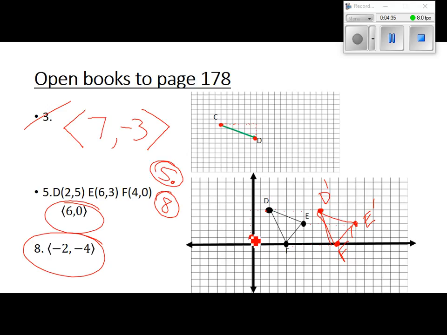Now, since I put it on the same graph, what am I going to label that point? Can I label it D? Double prime? Use double prime. Just use 2 of the little apostrophes.